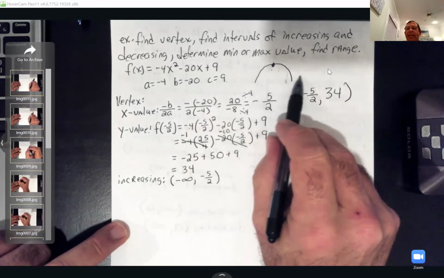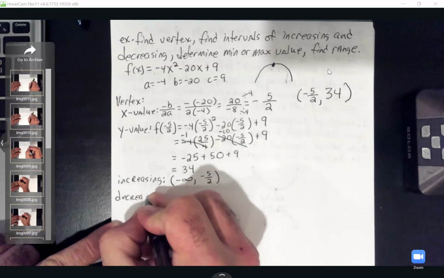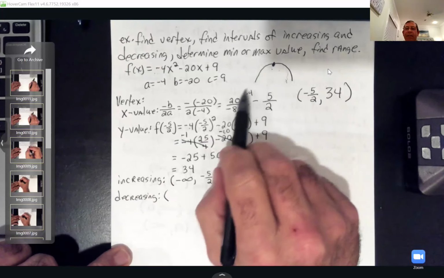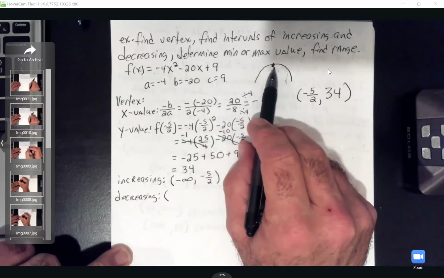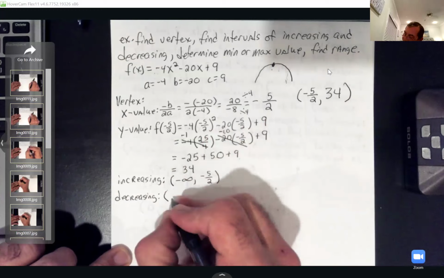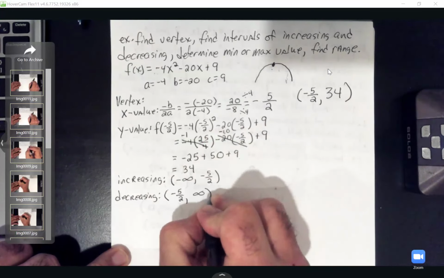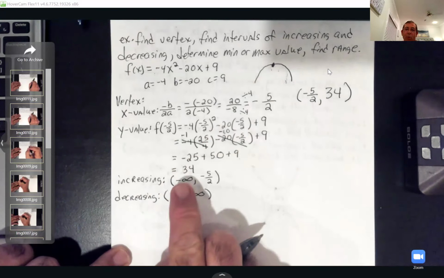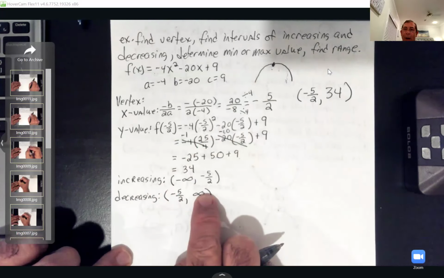The right side is decreasing. Well, y'all, if this side came in from -infinity to that x value, it's decreasing from that x value to positive infinity. When you're dealing with parabolas, one will always have a -infinity, the other one will have a positive infinity.